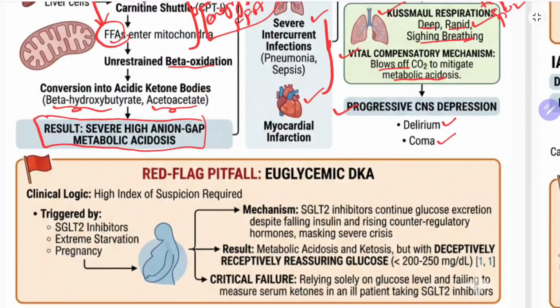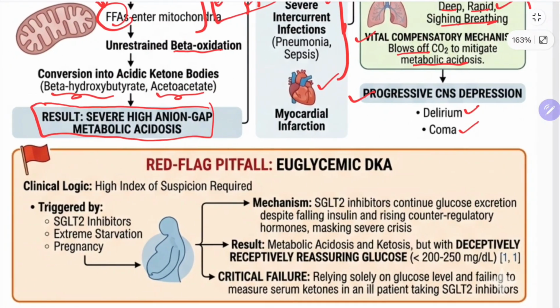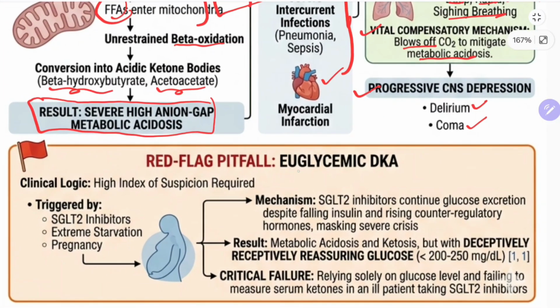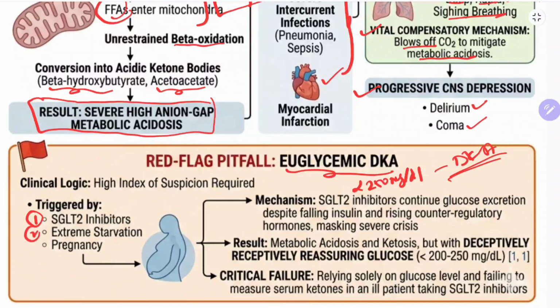Okay, so one important pitfall in management of diabetic ketoacidosis: euglycemic diabetic ketoacidosis. So what that means? Glucose level will be less than 250 milligram per deciliter, but still there is DKA. So this type of DKA happens in three conditions. Number one, in patients who are taking SGLT2 inhibitors. Number two, in cases of extreme starvation. Number three, in cases of pregnancy.